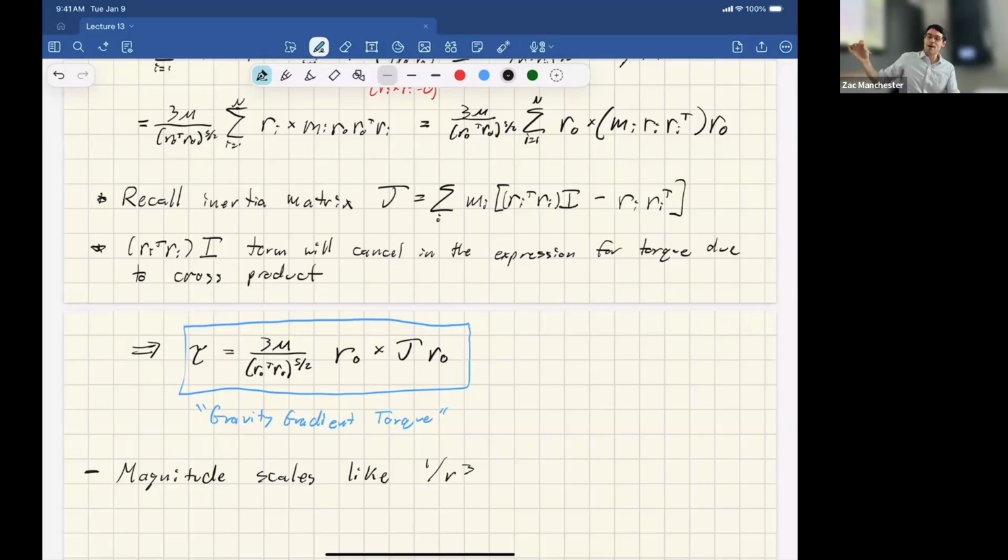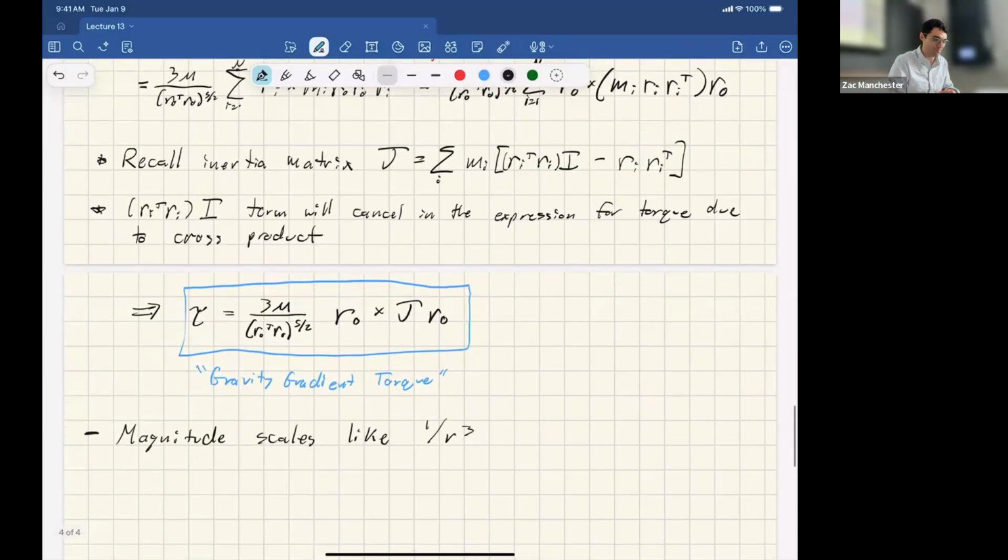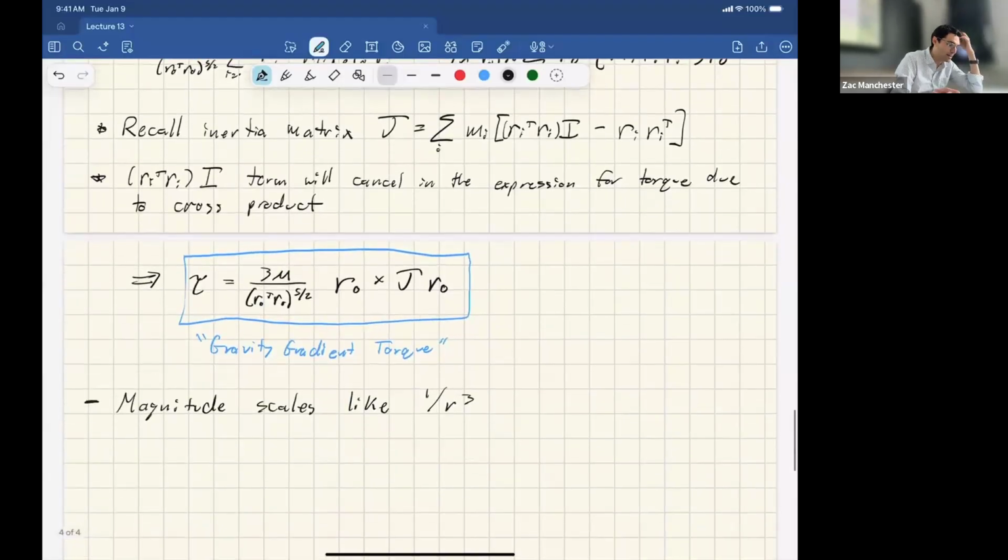I feel like these order of magnitude things to have in your back pocket are really helpful for rough order of magnitude calculations. Okay, and now the next question: we have the inertia matrix in there. This R is the orbital position vector, basically. When is this 0? When will there be no gravity gradient torque on the spacecraft?